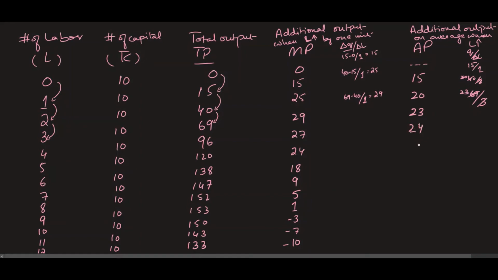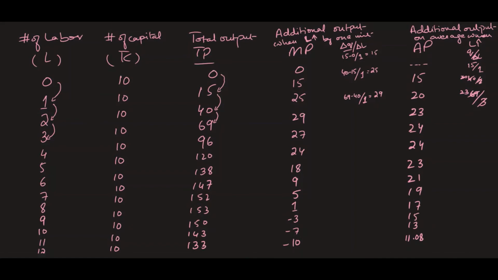Likewise is the case with all of the coming scenarios: 24, again 24, then 23, and then 21, then 19, then 17, then 15, then 13, eventually 11.08. So like this we are going to measure, first of all, the total output. This is arbitrary.